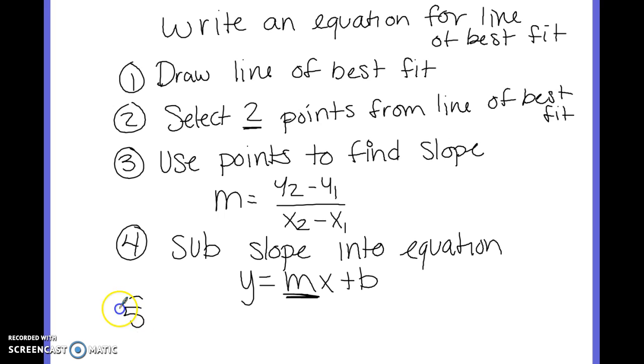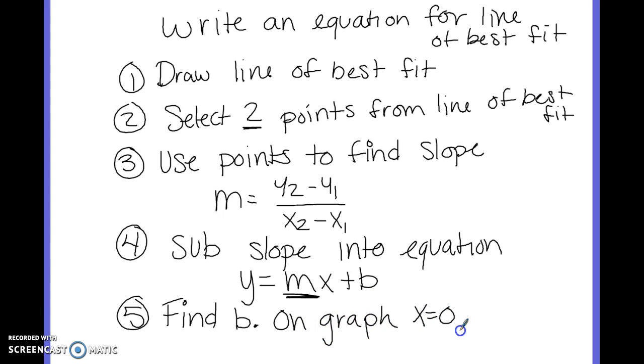Then number 5, we need to find b. In order to find b, you're going to go to your graph, and wherever x is 0, you need to look and see what the y is. Okay, that will be your y-intercept.